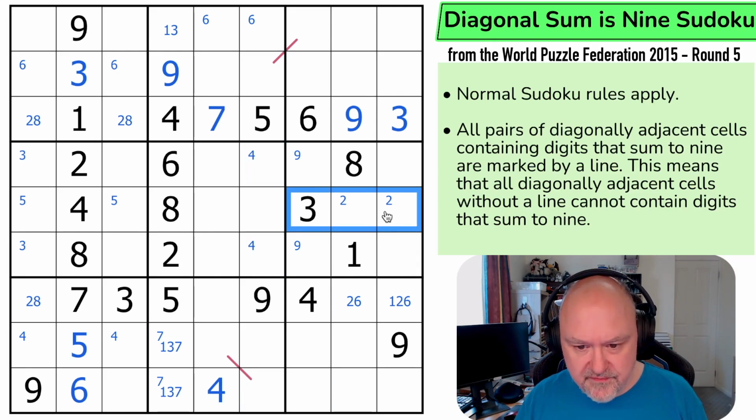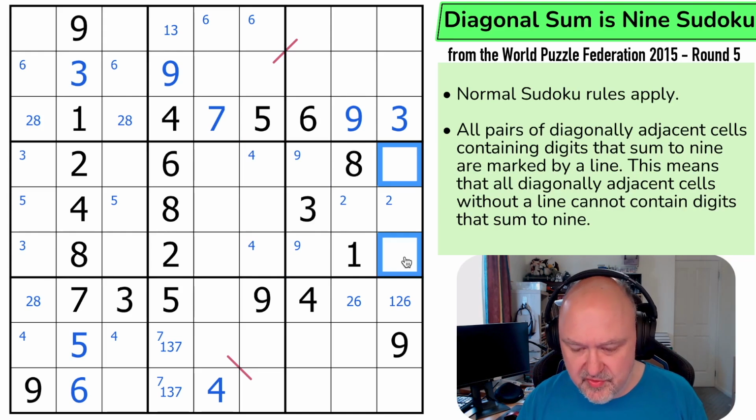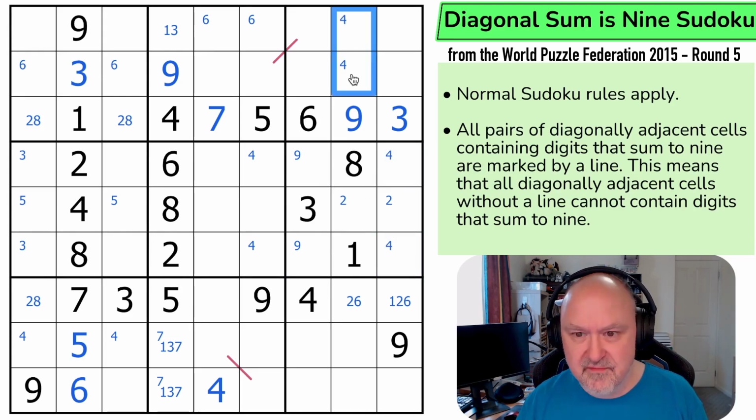I've got more with 4s because by Sudoku, 4 can't be in any of those. So 4 was already in one of those two, which puts 4 in one of those two.